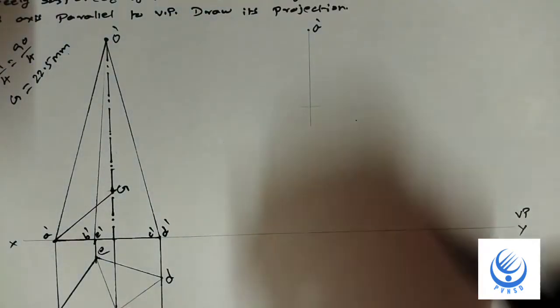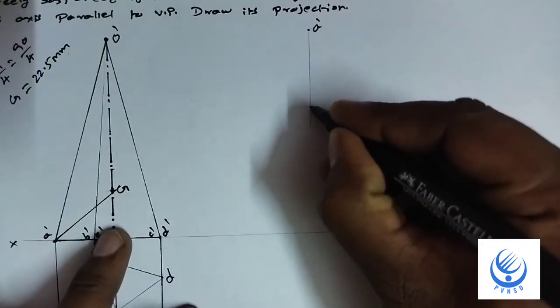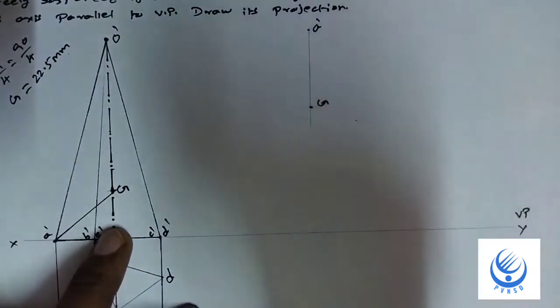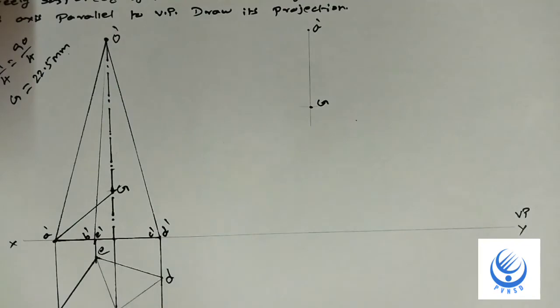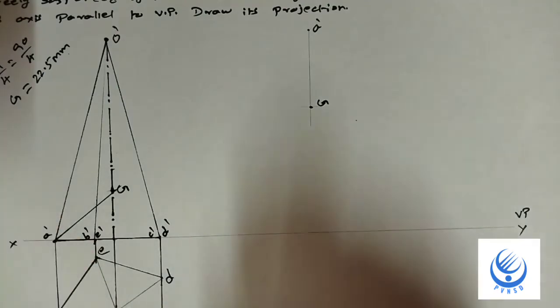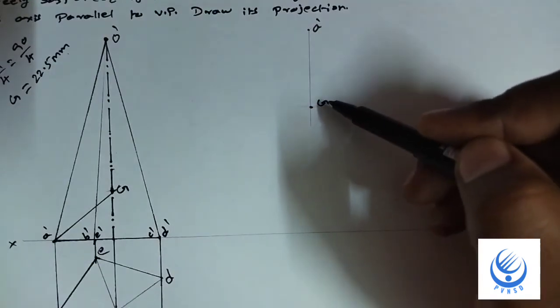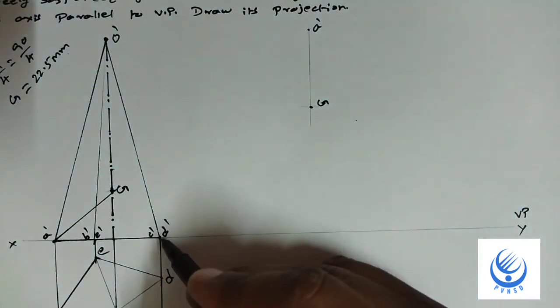Okay. This point is G. This point G. Okay. The next, you will get A and G. The next, to mark the distance, mark C and D.